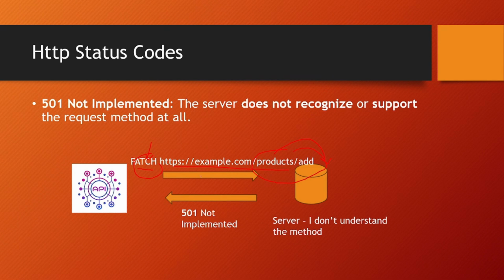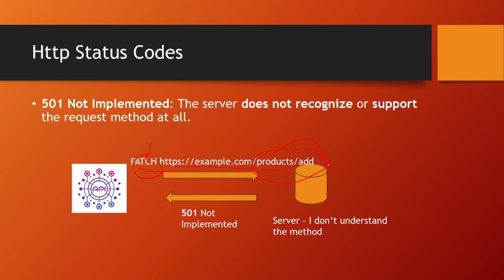Because 501 means that this is not implemented. Like, we haven't implemented the logic you are sending me. There is some code which implements everything, so it's not implemented anywhere and you are trying to access it. Then the server will say it's not implemented, change your method, whatever you are sending, then maybe I will be able to understand. And to check what has been implemented, you can always check the documentation of the API.